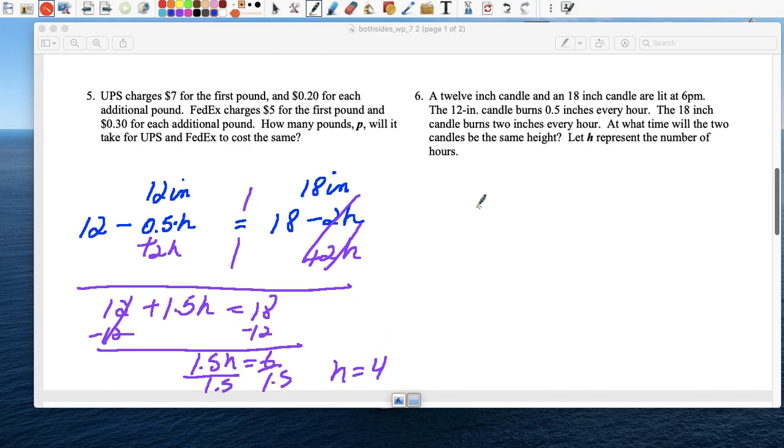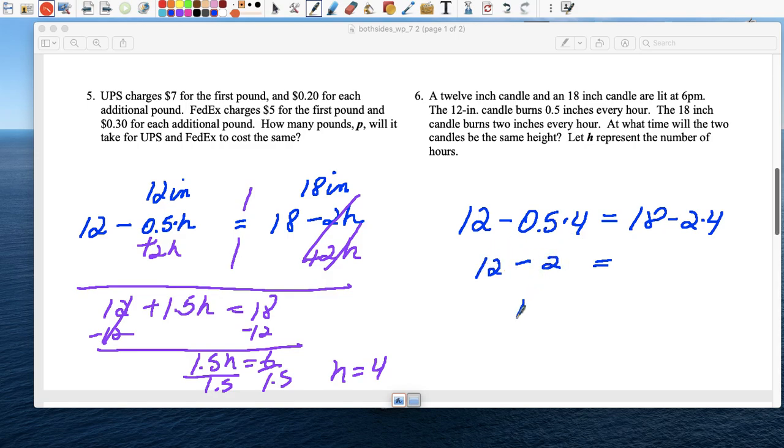And let me do a check. So the check is 12 minus 0.5 times 4, right? On the other side is 18 minus 2 times 4. So 0.5 times 4 is 2. And then 12 minus 2 is 10. So in 4 hours, the 12-inch candle will be a 10-inch candle. And in 4 hours, the 18-inch candle, well, 2 times 4 is 8, and then 18 minus 8 is 10. So in 4 hours, the 18-inch candle will also have a height of 10 inches. Okay.